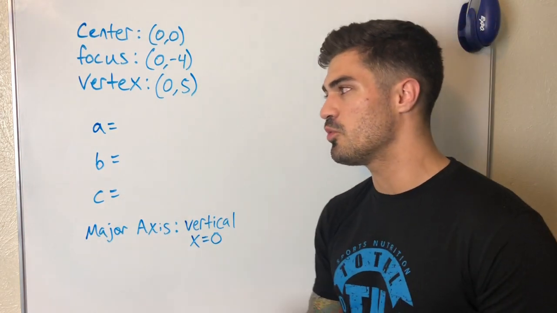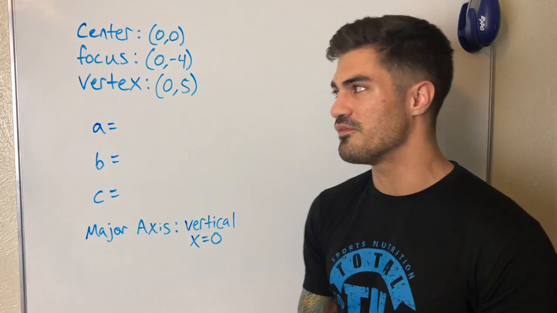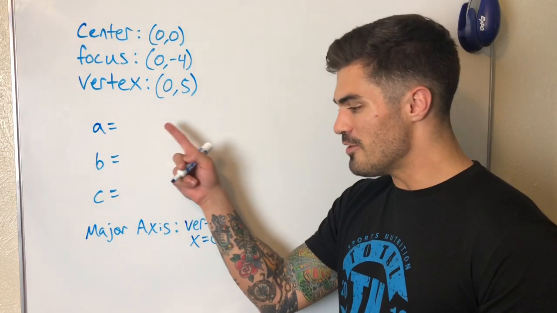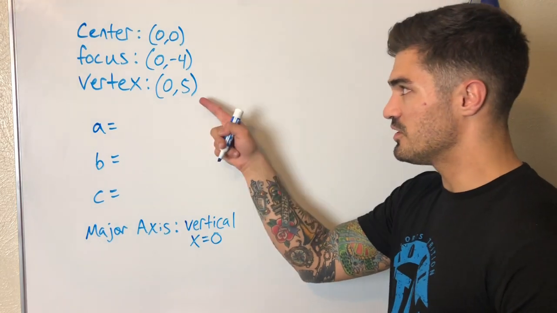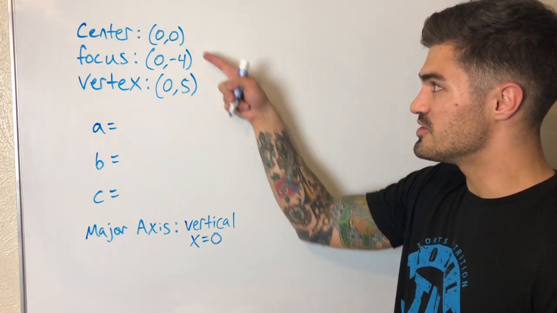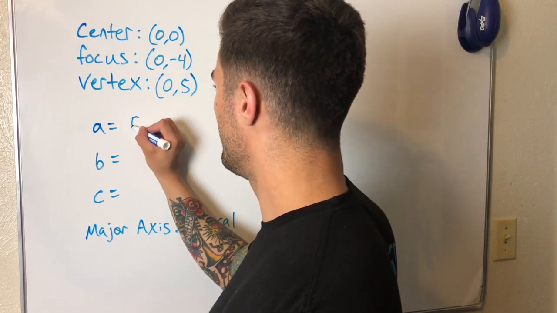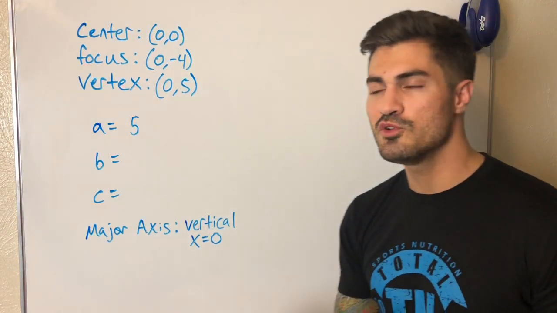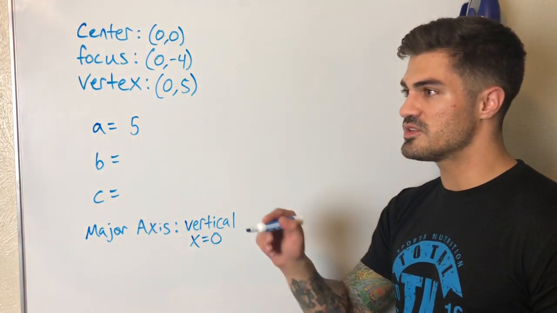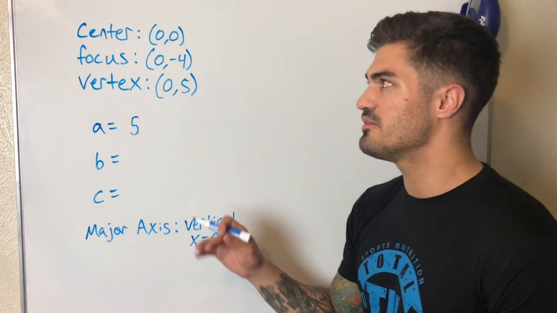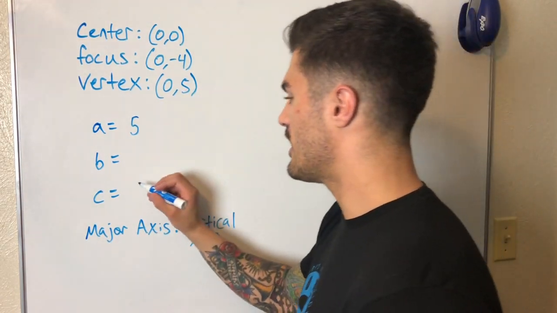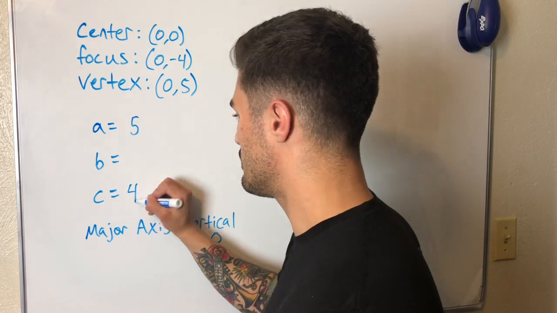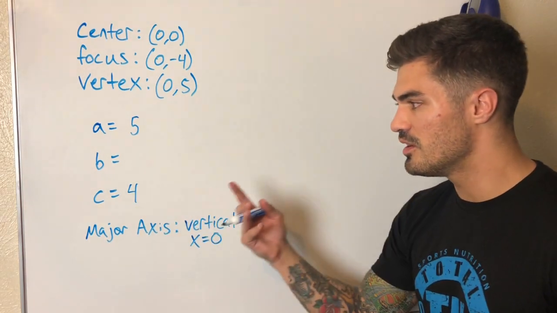So now I just need to remember what do A, B, and C represent and how do I find them, right? So A represents the distance from the center to the vertex. So I got what? From 0 to 5, that's 5. And that's each vertex, of course. We have 2 vertices. So the distance from the center to each vertex is 5. And then I have C, which is the distance from the center to each focus. So that's 4, right?